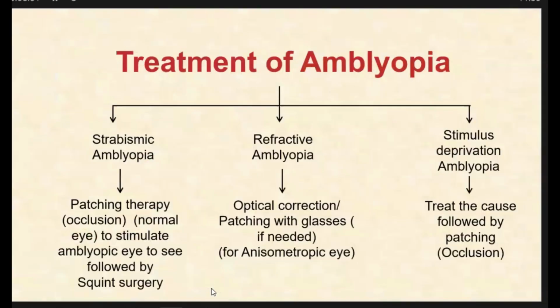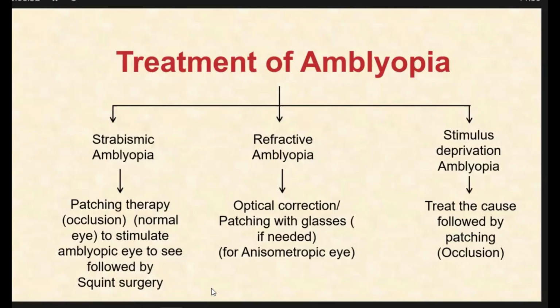So what are the treatments available? For strabismic amblyopia, we have to immediately start patching to stimulate the amblyopic eye, followed by squint surgery. For refractive amblyopia, first we have to give the best glasses, optical correction. After 4 to 6 weeks only, we have to start other treatments of amblyopia.